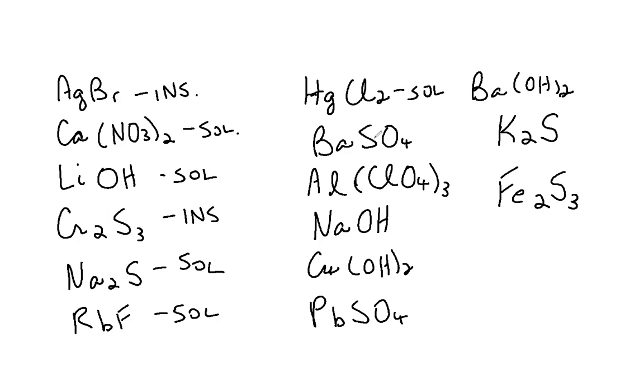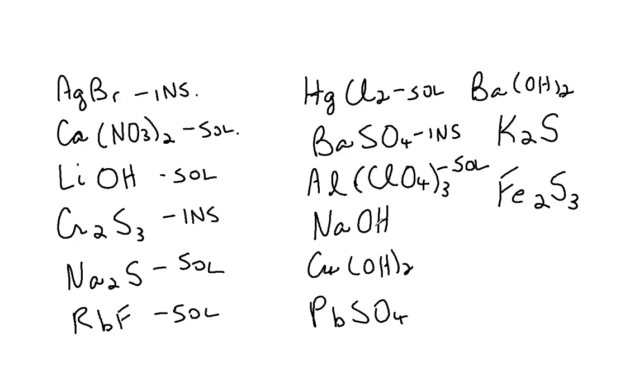For barium sulfate, so we look at sulfates, they are usually soluble, but barium is an exception. So this is insoluble. Aluminum perchlorate. Perchlorates are always soluble. Doesn't matter what the cation is. If it's perchlorate, it's soluble.